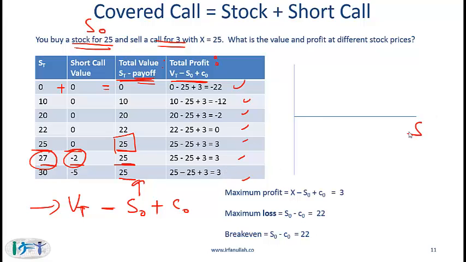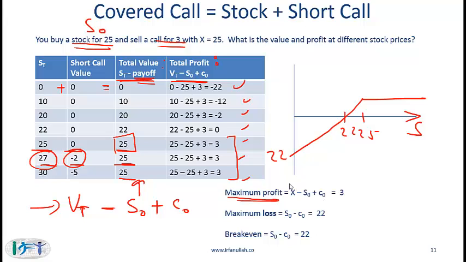So notice as the stock price increases, what happens to the profit? The profit is capped at 3. If the stock price is less than 25, then we have this situation. The break-even point is 22 and the worst case scenario or maximum loss is also 22. In terms of the formulas, the formula for the maximum profit is X, which is the strike price, minus S0, the initial price, plus C0.